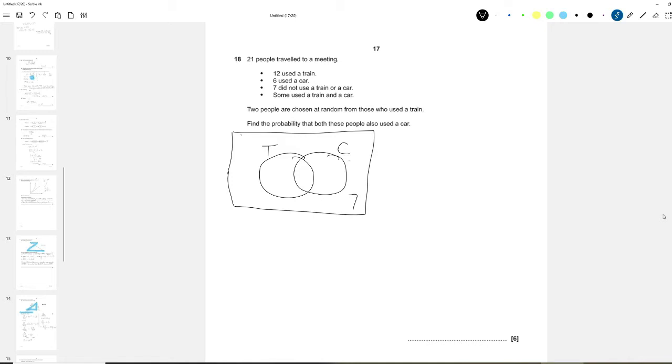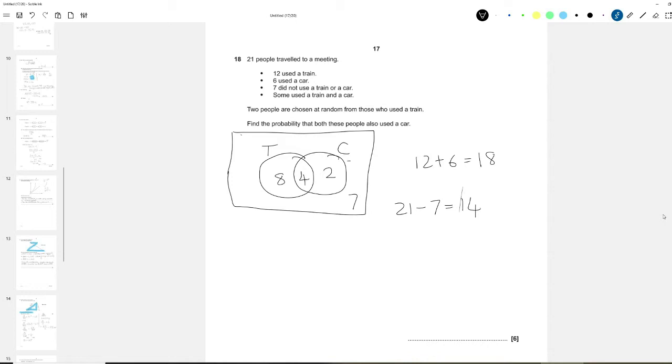Now, some use a train and a car, so if I add 12 and 6 together, I would get 18, but there are only 21 people. So 21 minus 7 is 14. There is an overlap of 4. So 4 people would be in the middle, and they would use a train and a car. That would mean that 2 people used just a car, and there would be 8 people who just used a train. So this is my completed Venn diagram here.